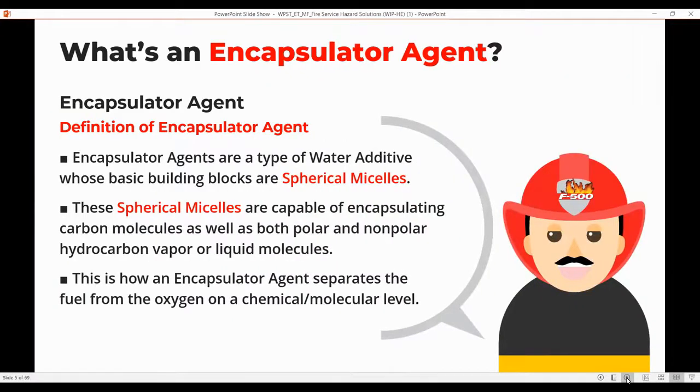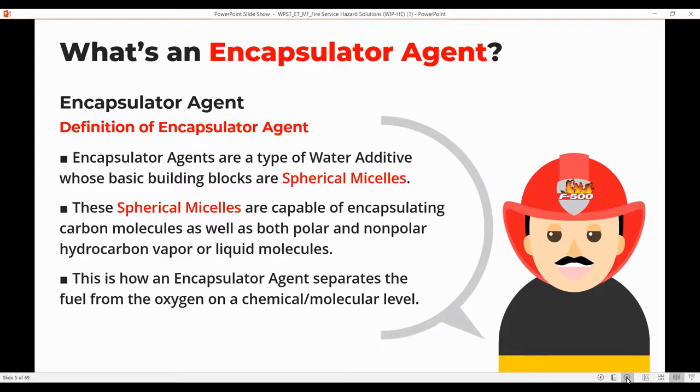So what is an encapsulating agent? Kind of a basic textbook definition. It's a water additive. We're actually listed under NFPA 18A. The basic building block of the agent is that spherical micelle.